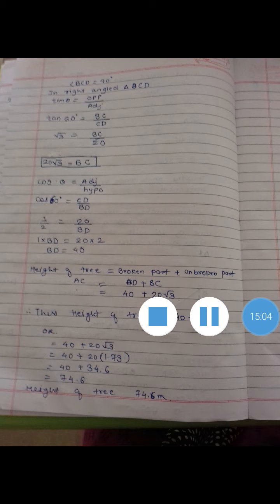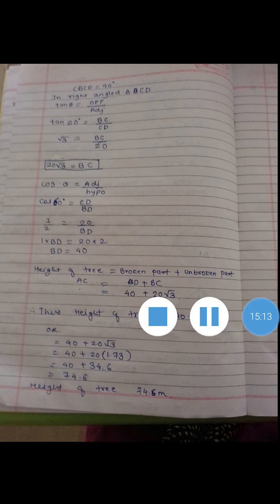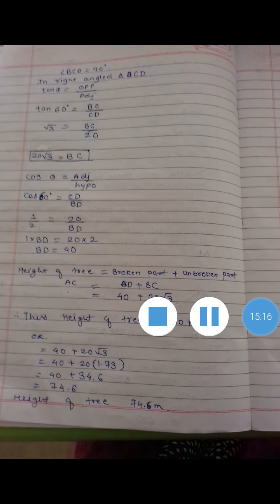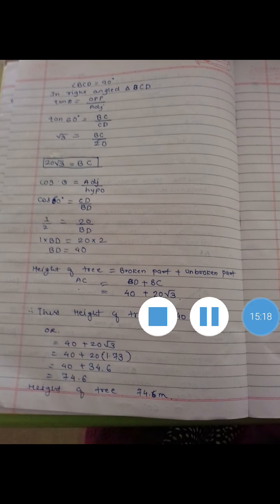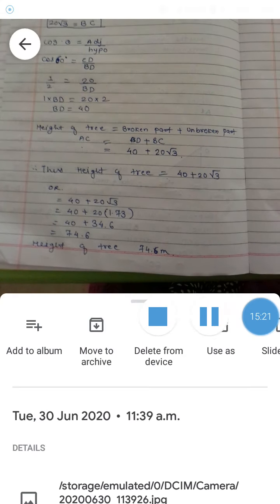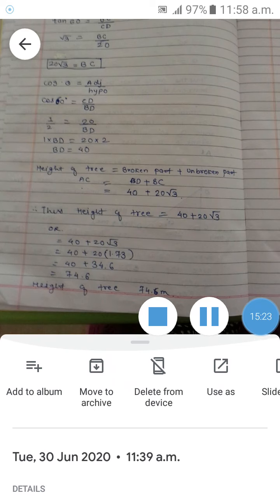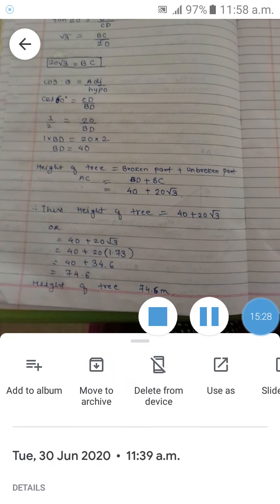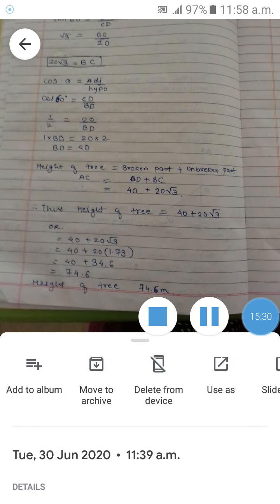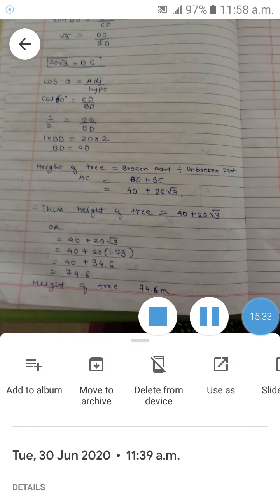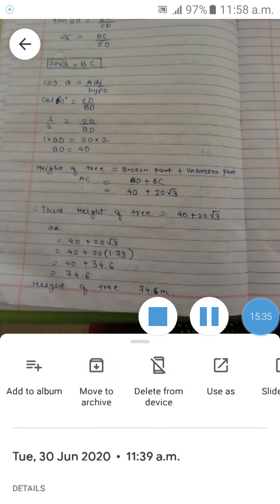The height of the tree we assume is AC, the broken part is what? BD, and the unbroken part is what? BC. So BD is what? 40, which we found out. BC is what? 20 root 3, that we also found out. So now that's the height of the tree. 40 plus 20 root 3. Here we can't add these because 20 root 3 and 40 are different terms, so we keep it as it is. So your answer here is 40 plus 20 root 3.